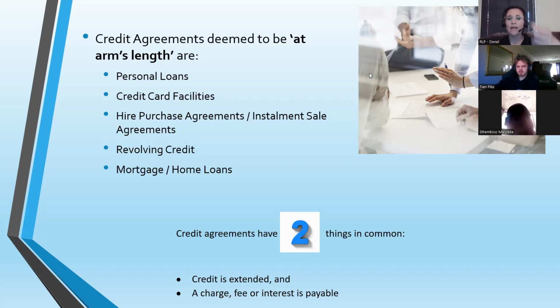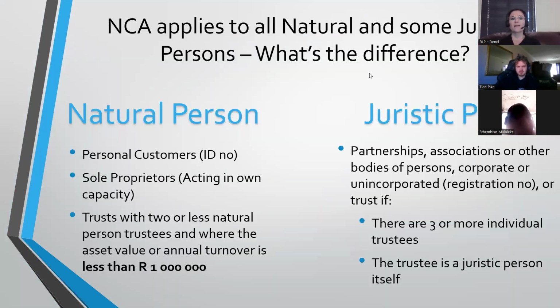For instance, if the question says, which two things do credit agreements have in common? In option A, for instance, it will say credit is extended and a charge fee or interest is payable. So with this one, don't go looking for two answers because both answers will be in one sentence. Okay, cool. Guys, have you ever heard about a natural person versus a juristic person?